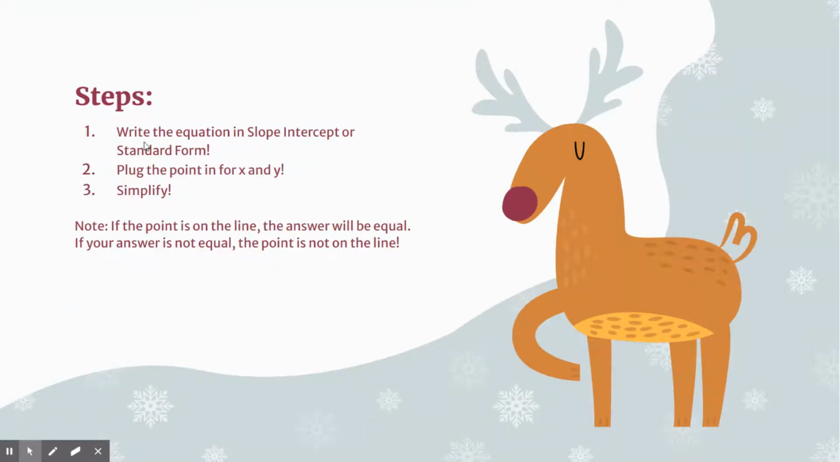Okay, so steps. You're going to write your equation in either slope-intercept form or standard form. You're going to plug in a point for x and y. So you're going to plug your x in, you're going to plug your y in, then you're going to simplify. If the point is on the line, the answer will be equal. If your answer is not equal, then your point's not on the line.